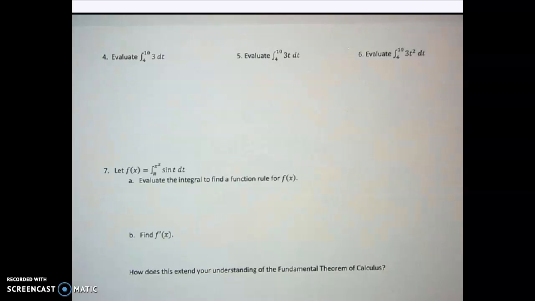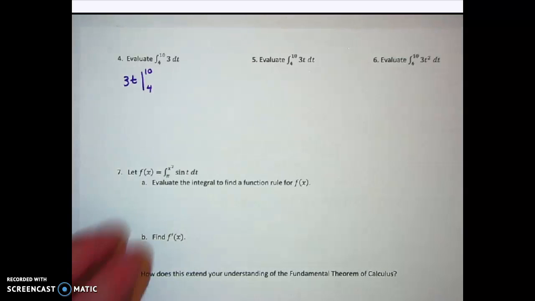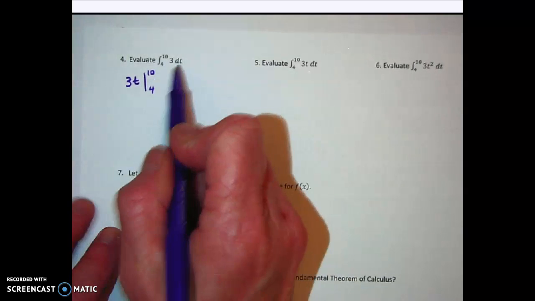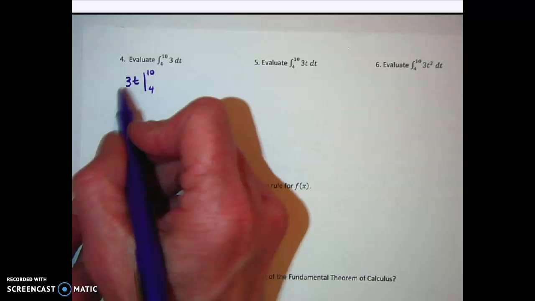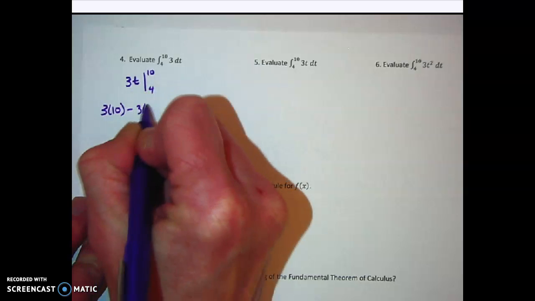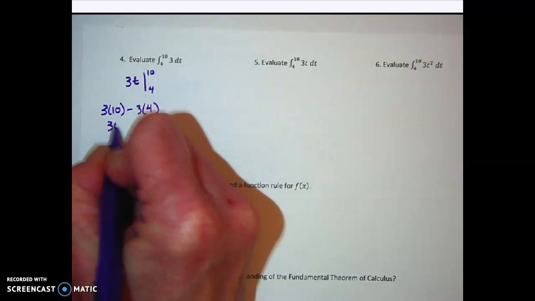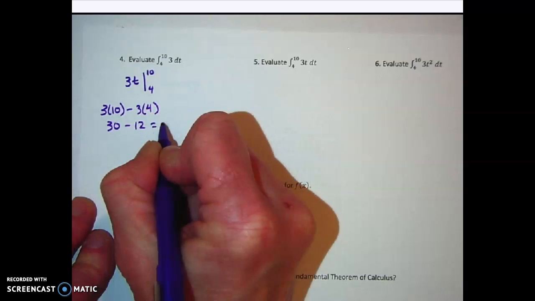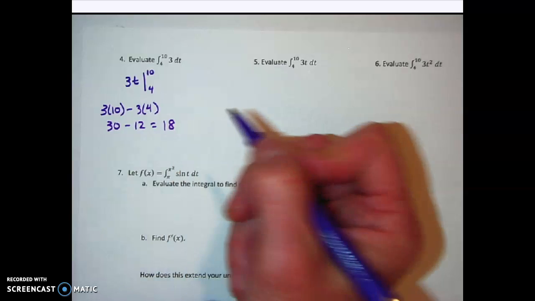Now using what we did yesterday, being able to find the antiderivative of a function, and what we learned today with the fundamental theorem of calculus, given that we have limits of integration, I would like you to evaluate 4, 5, and 6. The antiderivative of 3 with respect to t is going to be 3t. Now I'm going to plug in 3 times 10 minus 3 times 4. 30 minus 12 is 18.